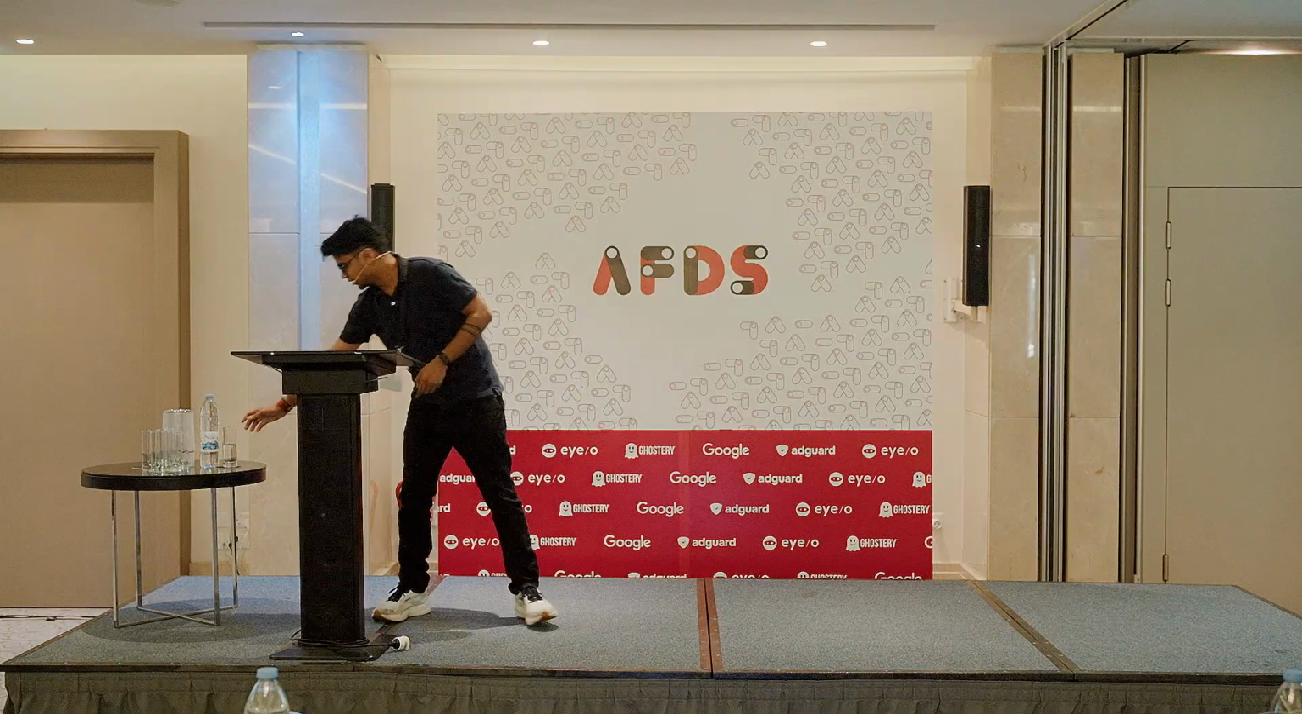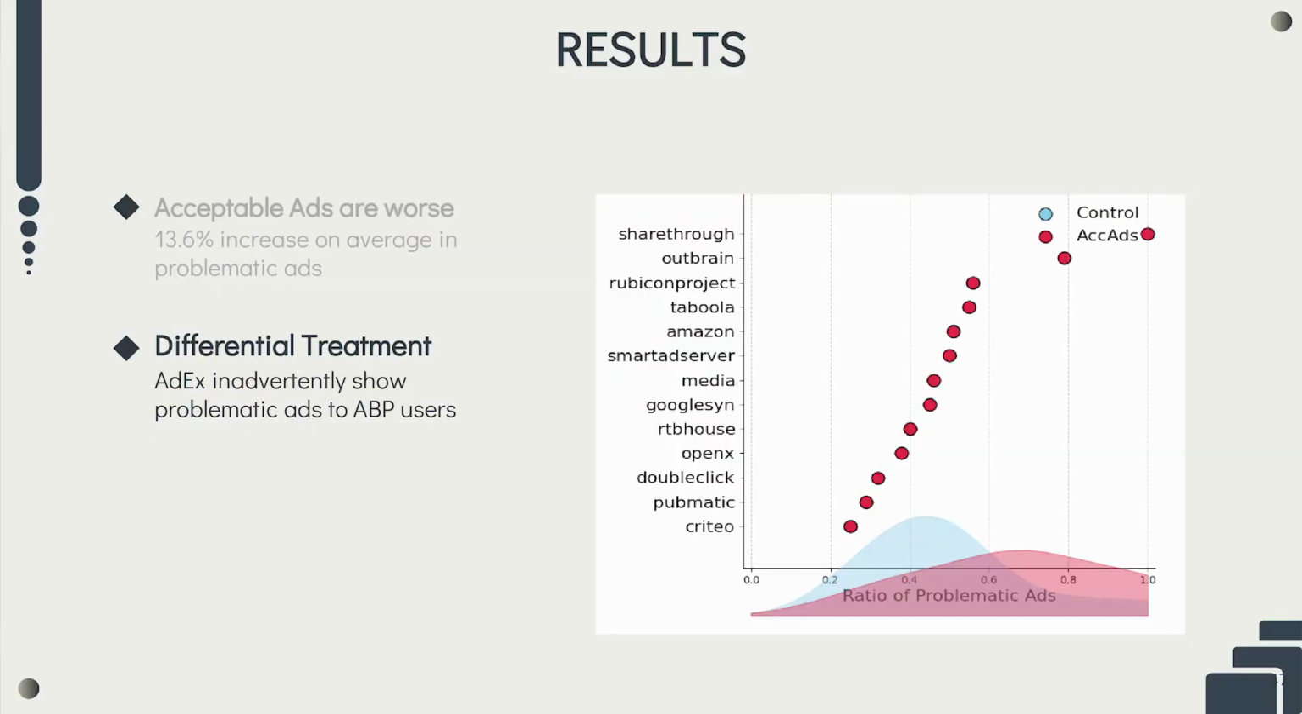Also, there's this interesting graphic here around differential treatment. So we looked into the ad exchanges where these ads are sourced from. And we find that the ratio of problematic ads for each exchange increases. I mean, there are a few exchanges for which it decreases as well. But essentially, there's this pattern of increase in the ratio of problematic ads.